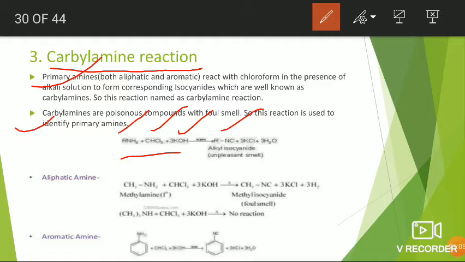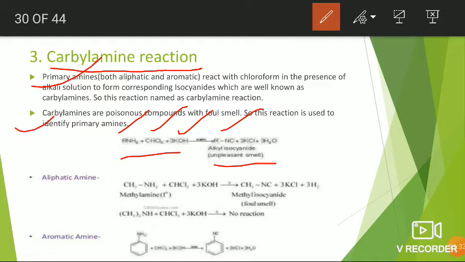These isocyanides are generally known as carbylamines, so the reaction is known as the carbylamine reaction. They have an unpleasant or foul smell. There is a difference between isocyanides and isocyanates. Isocyanides are RNC. Isocyanates are RNCO.